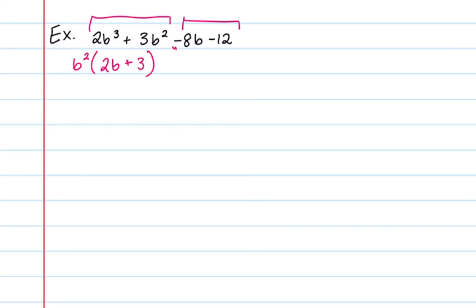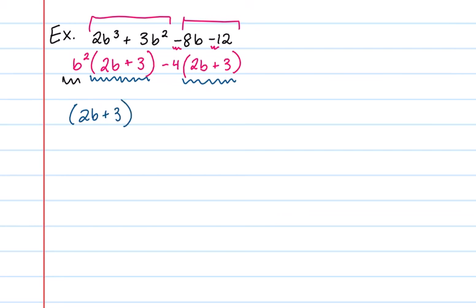And then keep your signs in mind. I've got a negative 8 and negative 12. Negative 4 is what they have in common. So when I undistribute that, I factor out the negative 4. I get a positive 2b plus a positive 3. And now, out of these 2 chunks, these 2 groups, they both have a 2b plus 3 in common. So here is that 2b plus 3. And then my result in my other set of parentheses is going to be that b squared minus 4.